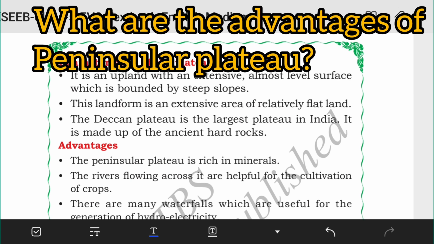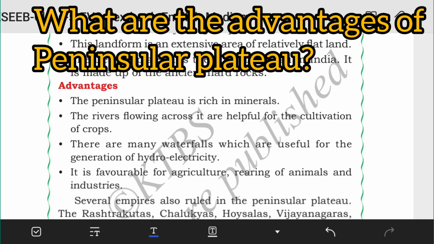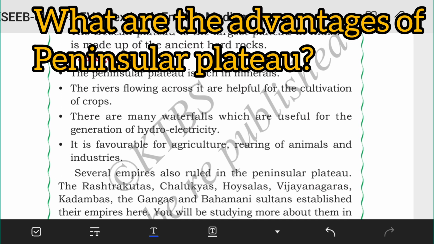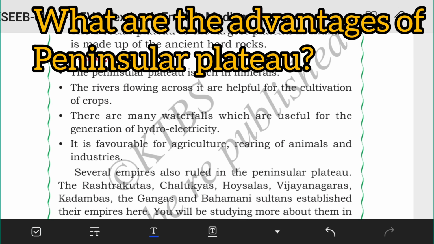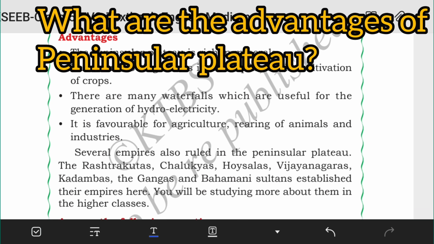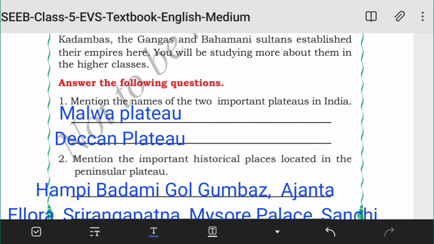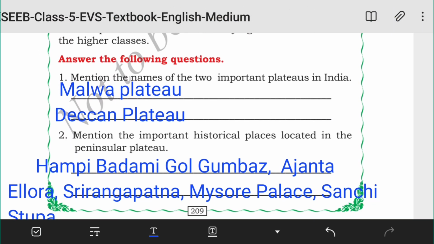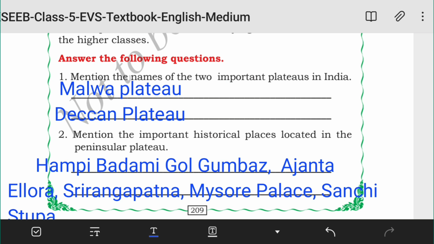Next, one more question. What are the advantages of Peninsula Plateau? Peninsula Plateau is rich in minerals. The rivers flowing across it are helpful for cultivation of crops. There are many waterfalls which are useful for the generation of hydroelectricity. It is favorable for agriculture, rearing of animals and industries. The next question is, mention the names of two important plateaus in India. That is Malwa Plateau and Deccan Plateau.